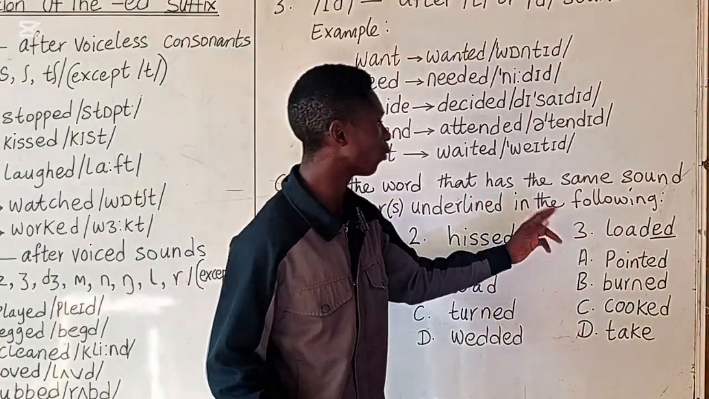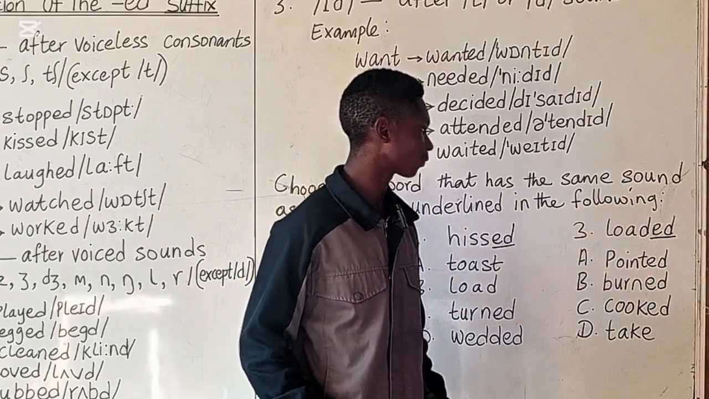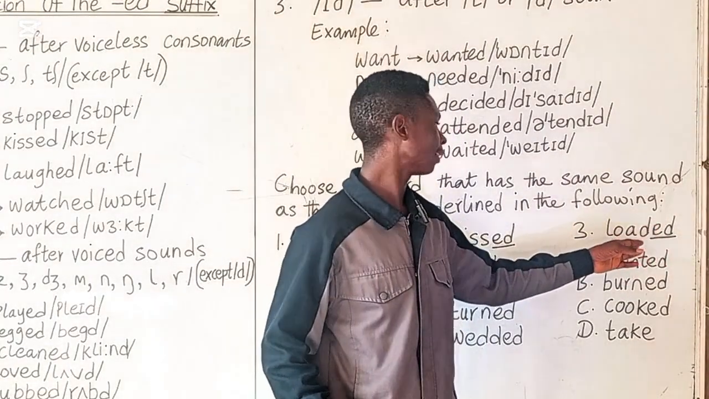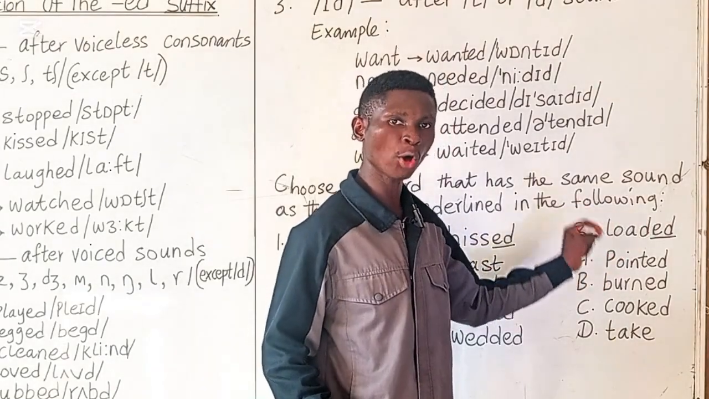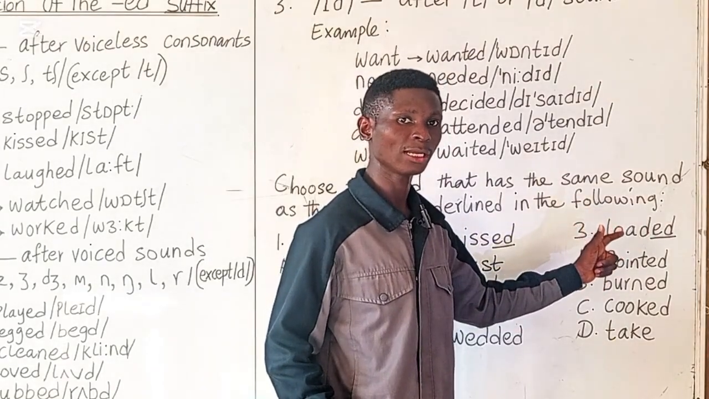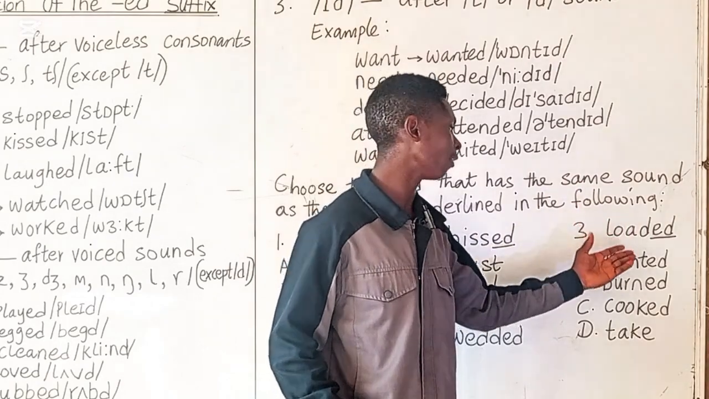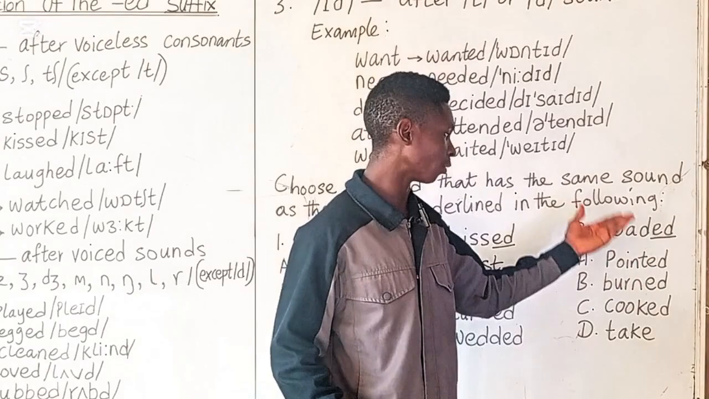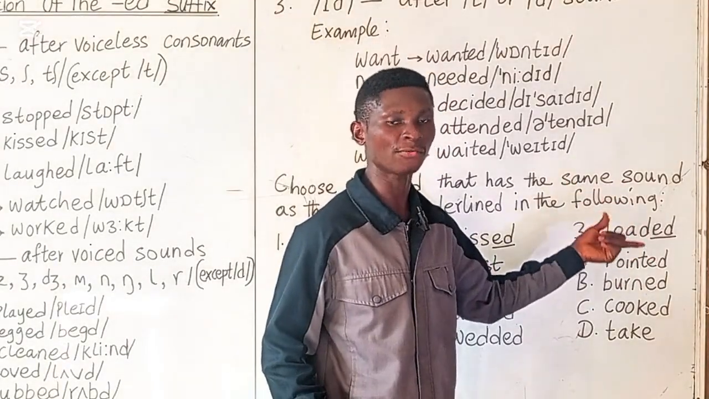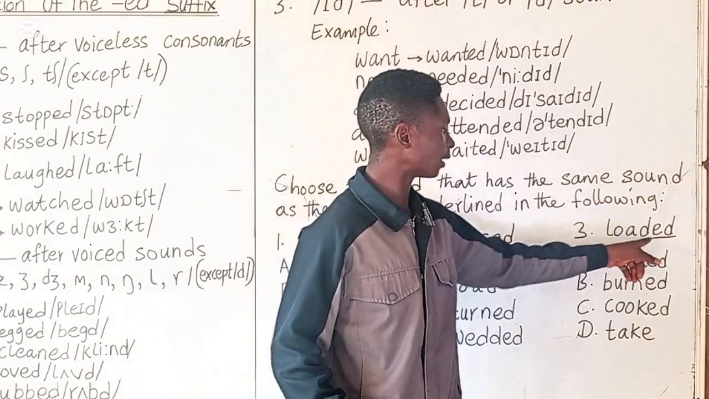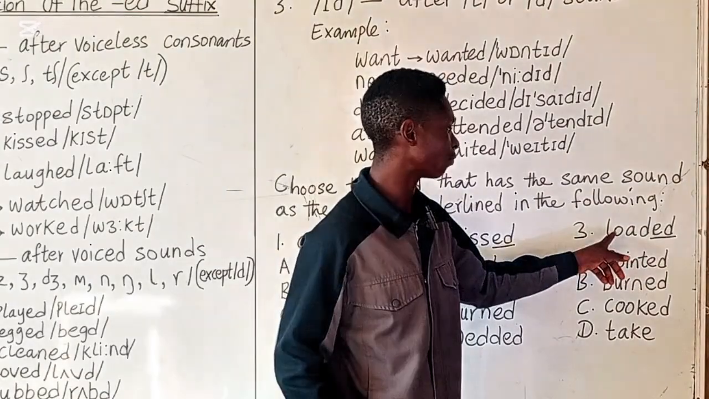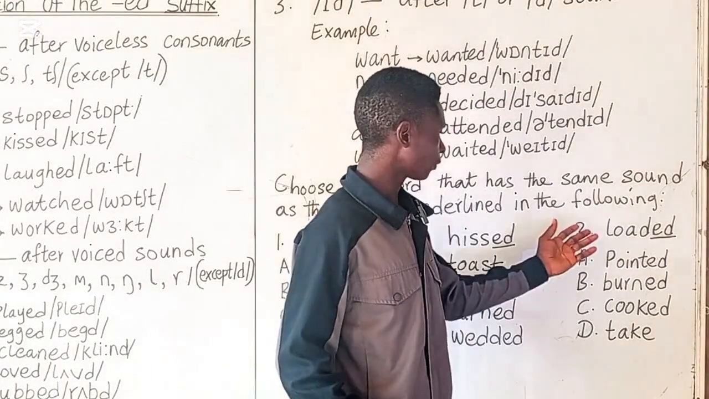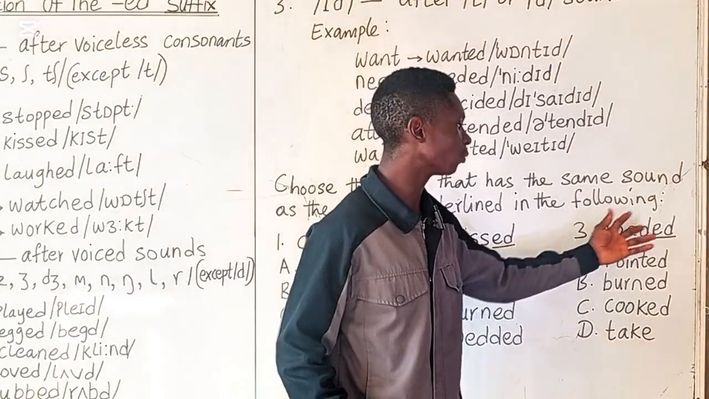Number 3, we have the word loaded. In loaded, we have the ed coming after the d sound, which is the voiced alveolar plosive sound. And remember what we said, whenever you have the voiced alveolar plosive sound or the voiceless alveolar plosive sound, you're likely to realize the ed suffix as id. So the sound we have here is id. That's why we pronounce this not as load, but as loaded.